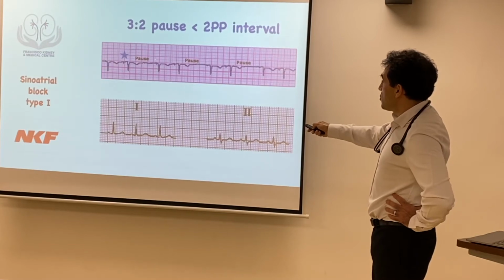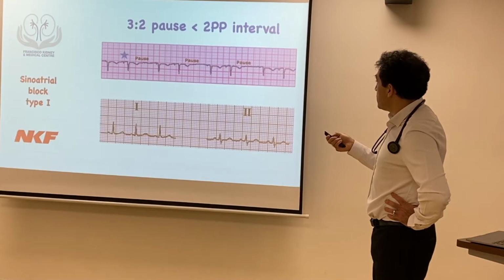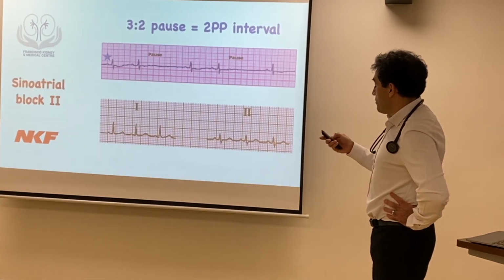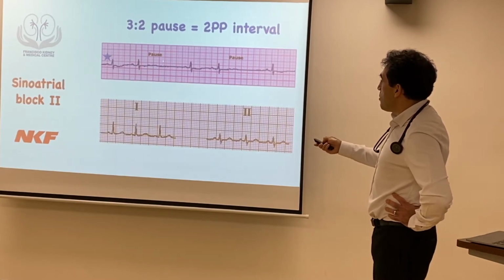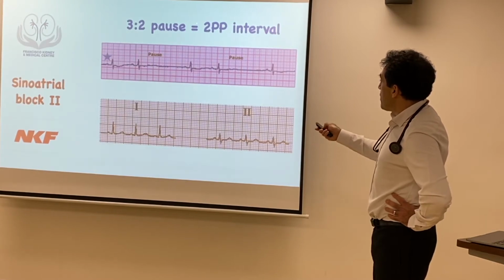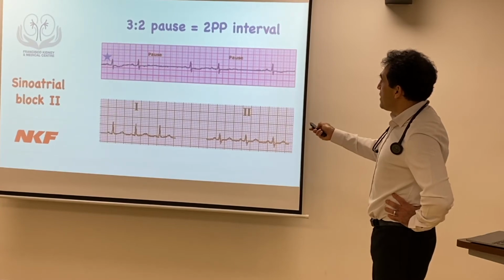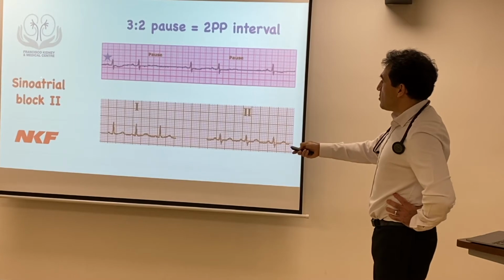So suddenly there is a pause, and this pause is less than 2 PPs. The next one has also a 3 to 2. So every third beat there is a pause. There is no P wave there, but now this pause is exactly the length of 2 PPs. Yeah. So that's why it's called sinoatrial block type 2.